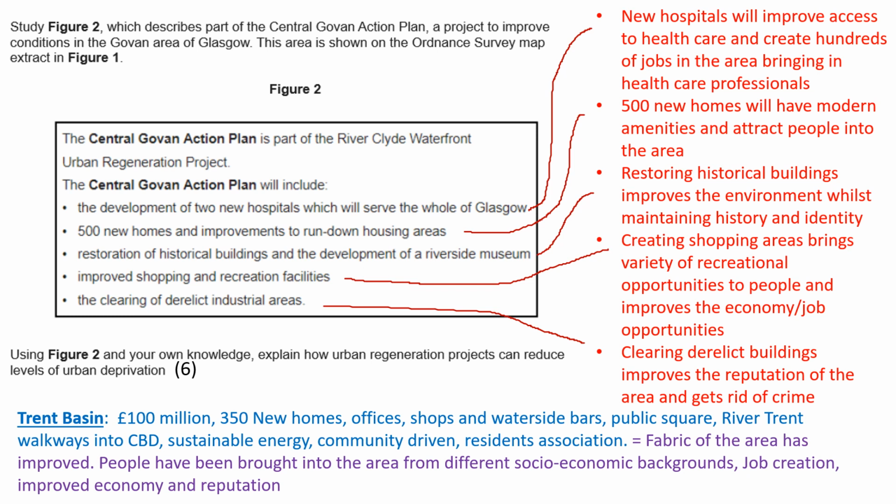100 million was spent. They were making 350 new homes, offices, shops, waterside bars, public squares for people to spend their free time. They had River Trent walkways into town, so into the city centre. They had sustainable energy powering the homes, and a lot of the project was community driven. They were asking the residents their views, so the Residents Association was established.